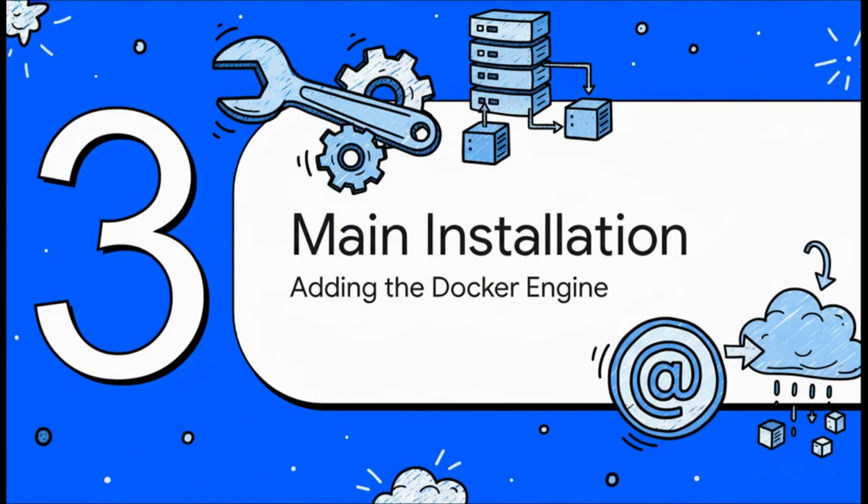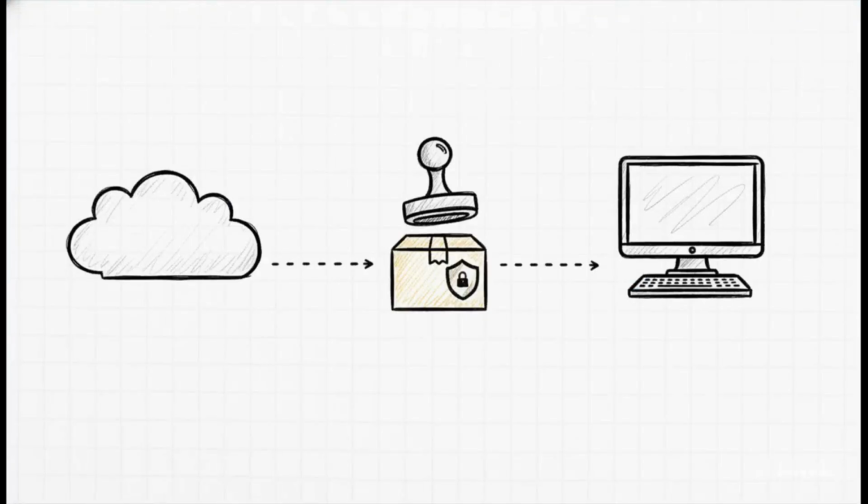Now it's time for the main event, actually getting the Docker engine installed. What we're about to do is tell our system where to find the official Docker software so we can pull it right in. Before we download a single thing, we have to talk about trust. We're going to add something called Docker's GPG key. You can think of it like a digital seal of authenticity on a package. It's how our computer can be 100% sure that the software we're about to install is legit, directly from Docker, and hasn't been messed with. It's a really critical security step.